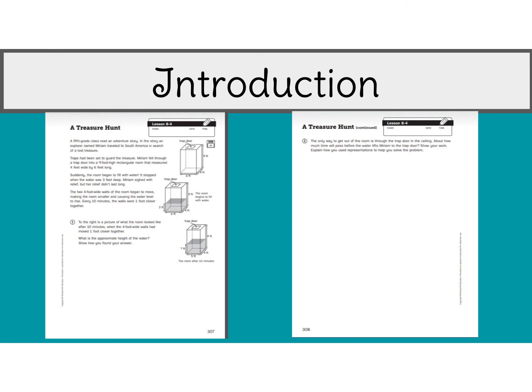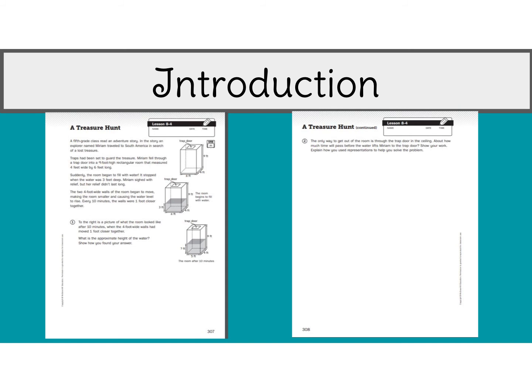So notice we've got 2 pages. The title of our open response is called A Treasure Hunt. And let's take a look here. It says a 5th grade class read an adventure story. In the story, an explorer named Miriam traveled to South America in search of a lost treasure. Traps had been set to guard the treasure. Miriam fell through a trap door into a 9-foot-high rectangular room that measured 4 feet wide by 6 feet long.